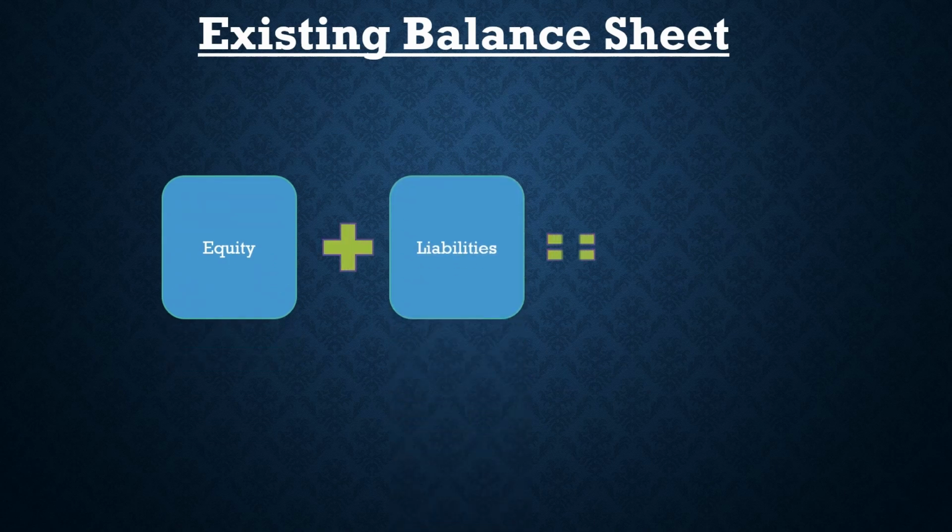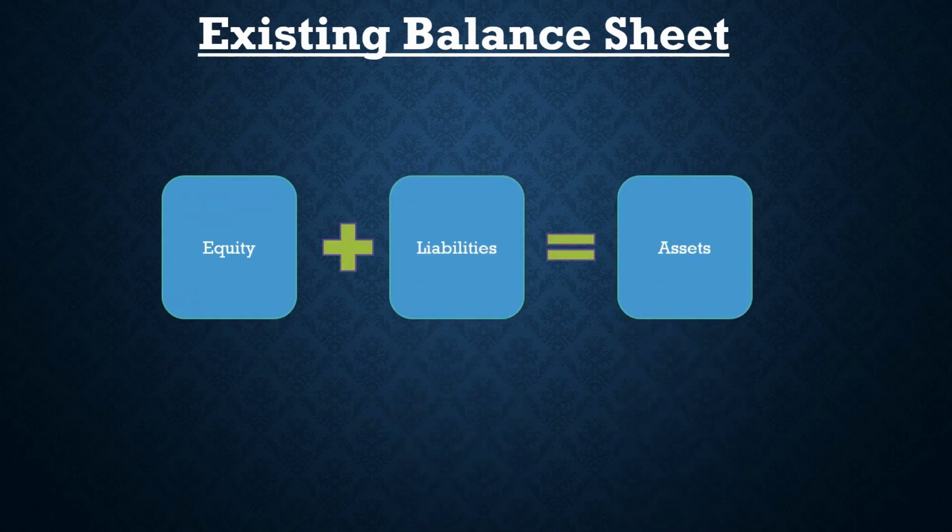The first step in preparing our overall budget is to refer to our most current balance sheet and identify our equity and liabilities. This shows us how our total assets are currently funded.